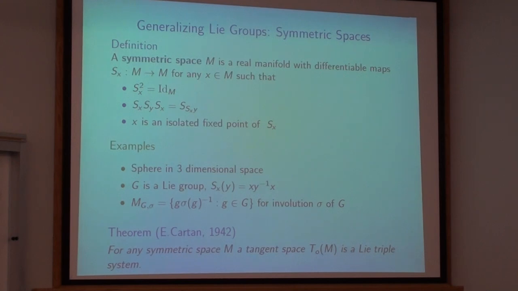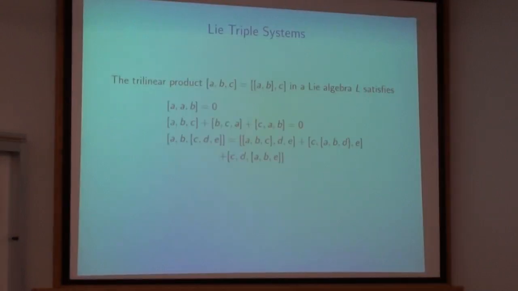And Cartan proved a generalization of a Lie theorem for symmetric spaces. Start with any space M, fix any point, so any point of M, just fix it. Consider the tangent space, and the tangent space has a structure of a triple system. So now I want to talk about triple systems.